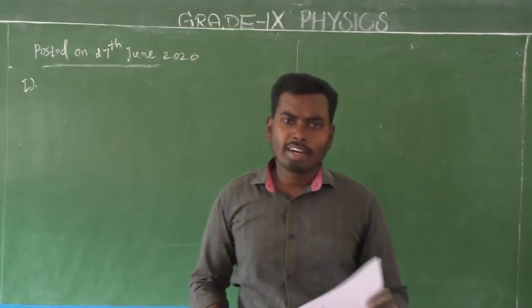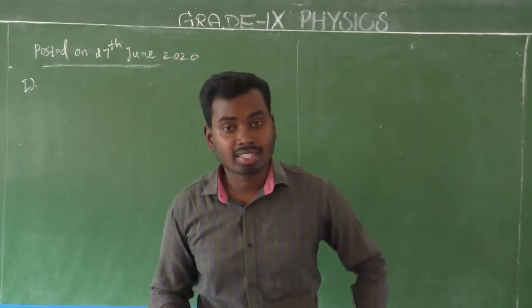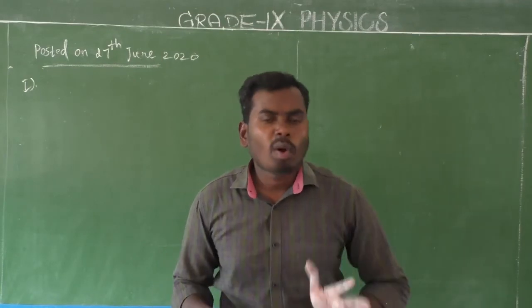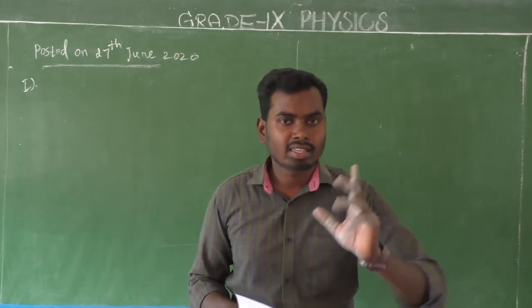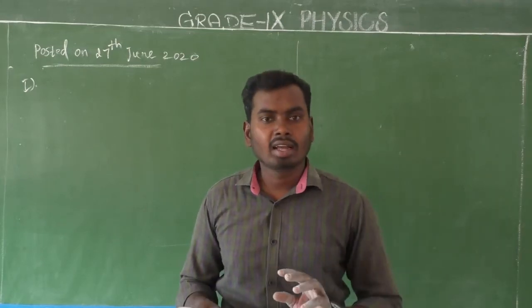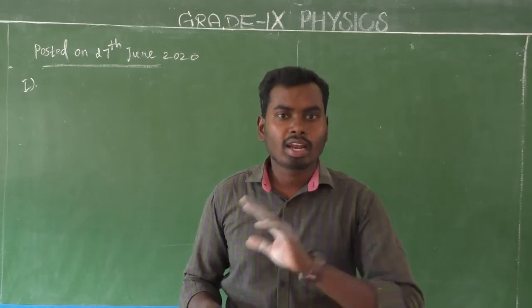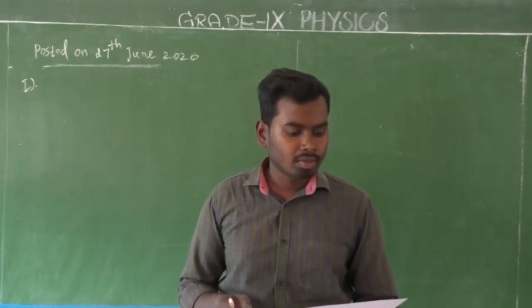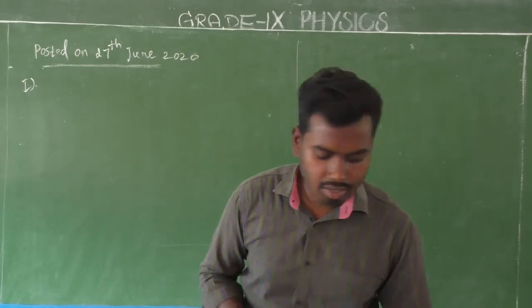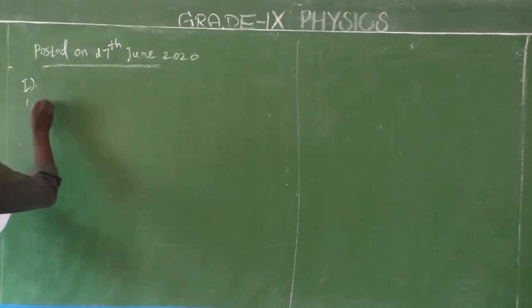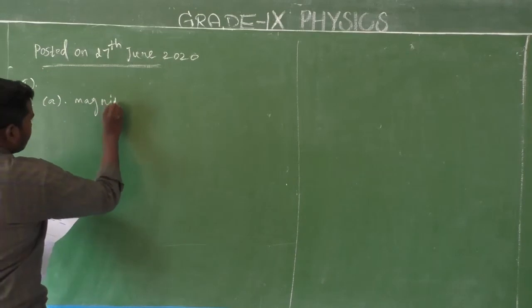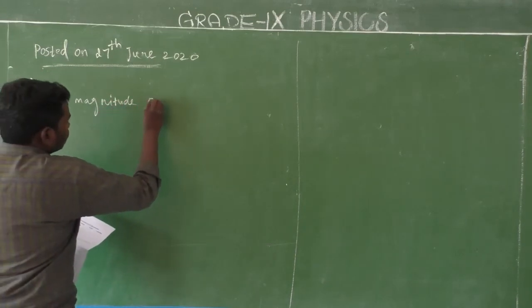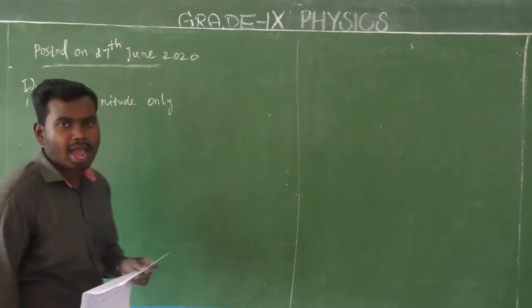Very easy one. Roman letter 1, first question: a scalar quantity has dash. Already we know what a scalar quantity is: the quantity which has only magnitude, there is no direction. So a scalar quantity has only magnitude, no direction. Which one is the answer? A is the answer. A means magnitude only. First question, answer A.